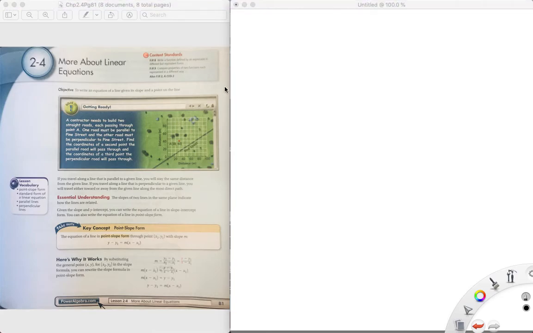This is Algebra 2, Chapter 2, Section 4, about more linear equations.